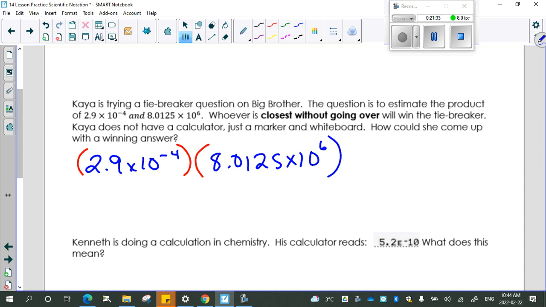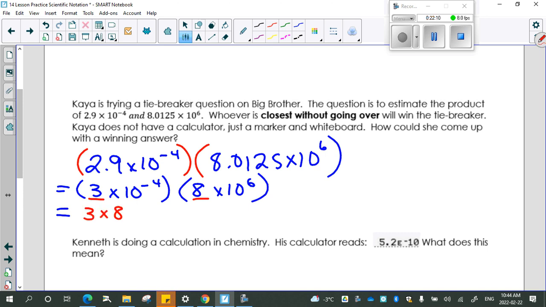So what could I estimate this number as, 2.9? Instead of 2.9, could I make it 3? Is that close? And instead of 8.0125, could I round to 8? And that's all being multiplied together. So in the video they showed that you can multiply the 3 and the 8, because everything's being multiplied, and you can multiply the powers of 10.